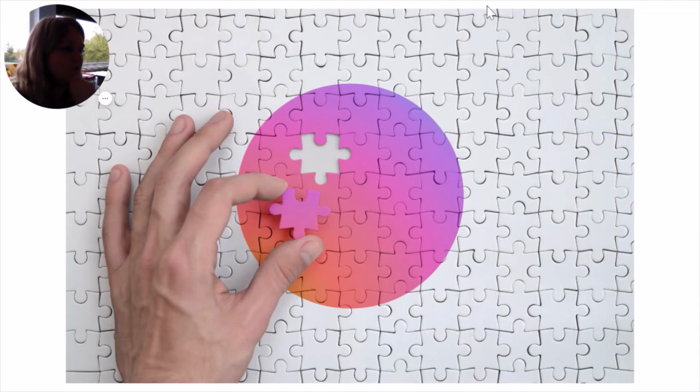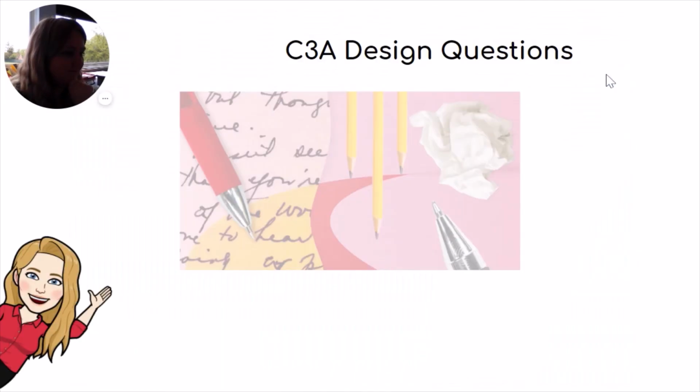And finally, make sure that your concept is fully explored and well-rounded. Imagine your answer like a bit of a jigsaw puzzle. You want to make sure that all of the pieces fit together, that you're really explaining it for the examiner so that they can visualize what your idea is for the set design. So I hope that's been helpful in explaining to you how to answer C3A design questions in your exam.